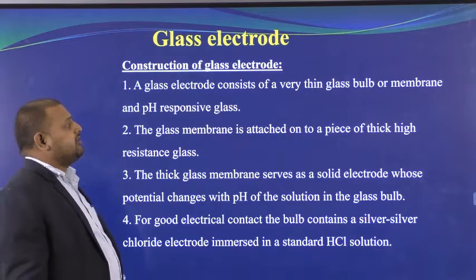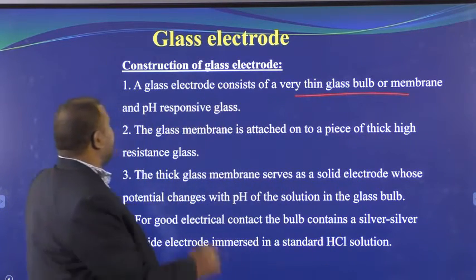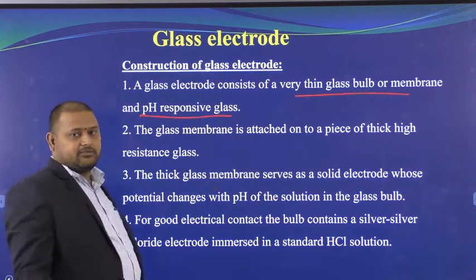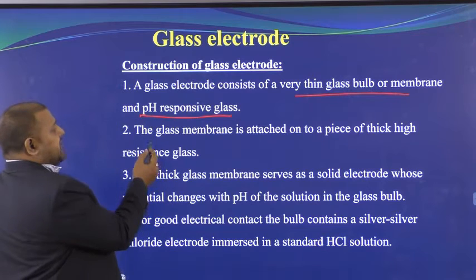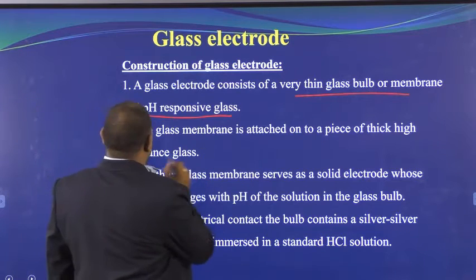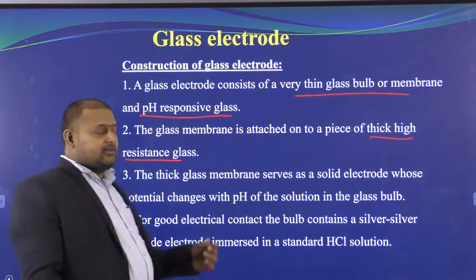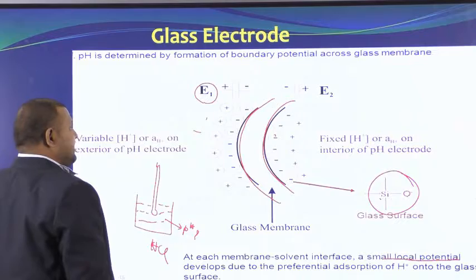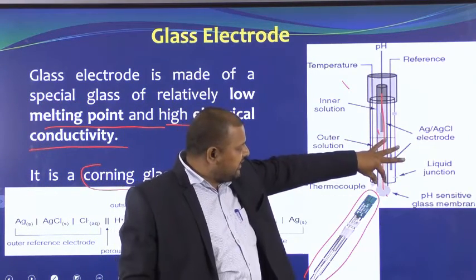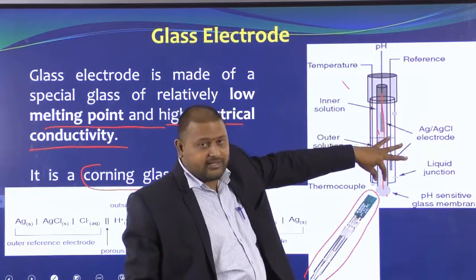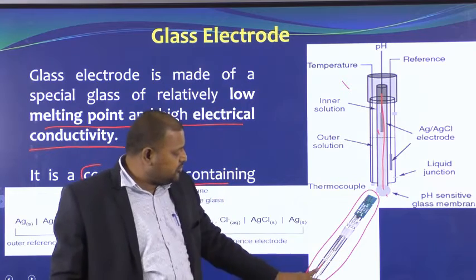So what is a glass electrode? It contains a very thin glass bulb and is pH responsive glass. That is what I told, Corning glass, right? The second one is the glass membrane is attached to a piece of thick high resistance glass. So this diagram you can understand very clearly. Here it is. This is the glass membrane. This is attached to a very long tube, right? This is also a glass tube. So you can see here, this is the glass tube.